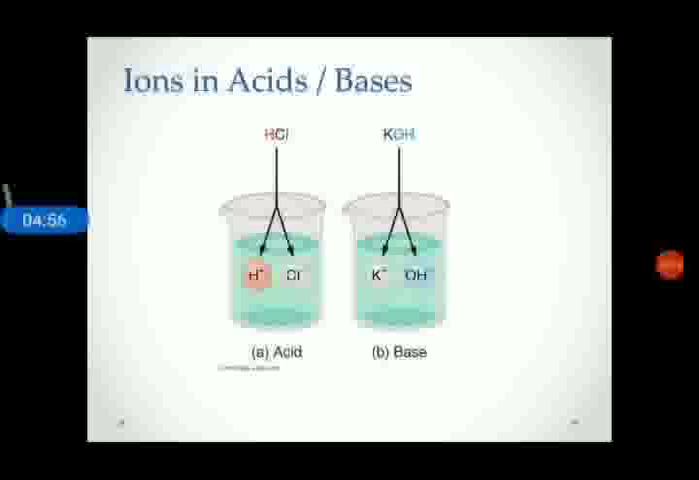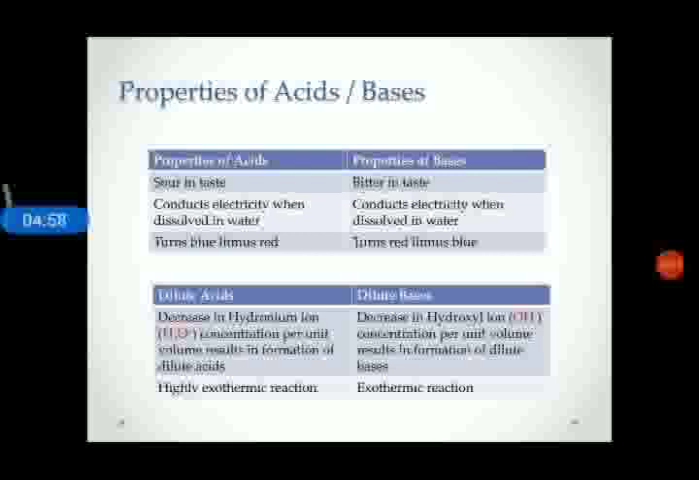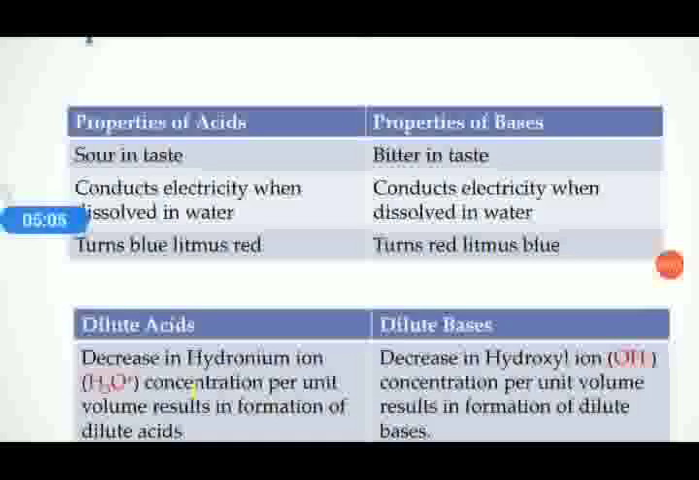Then we can check the properties of acids and bases. Properties of acid: it is sour in taste, conducts electricity when dissolved in water, and turns blue litmus red. We already studied about litmus. We are going to study about indicators, we can discuss that later. Properties of base: bitter in taste, conducts electricity when dissolved in water, turns red litmus blue.